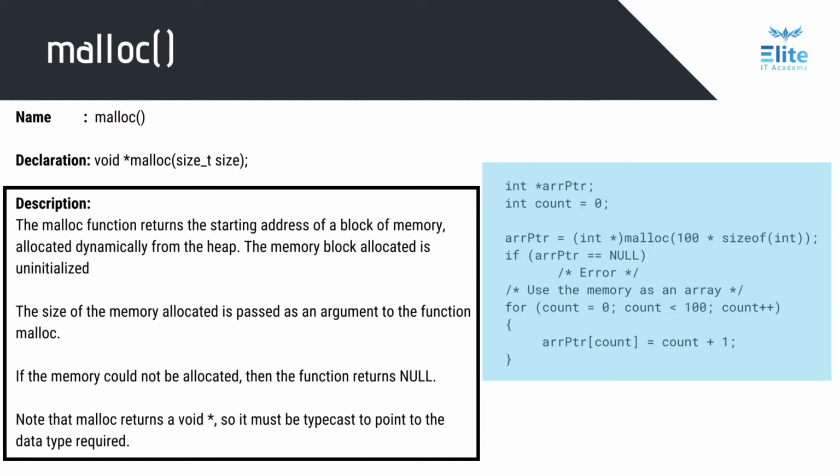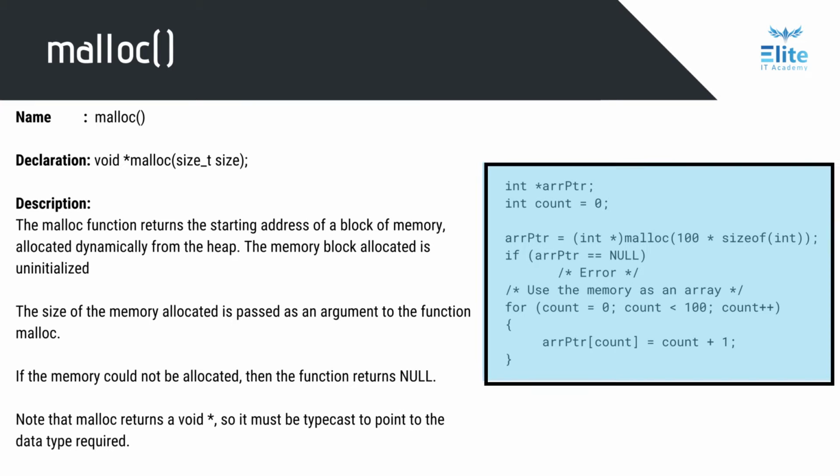The malloc function takes one parameter, which specifies the size of the memory block to be allocated, and returns a pointer to the starting address of that block of memory. If the memory could not be allocated, then malloc returns null. Note that all the memory allocation functions make system calls to the operating system, since the operating system also manages this resource. Also, the function malloc returns a void pointer, so it needs to be typecast to an appropriate data type.